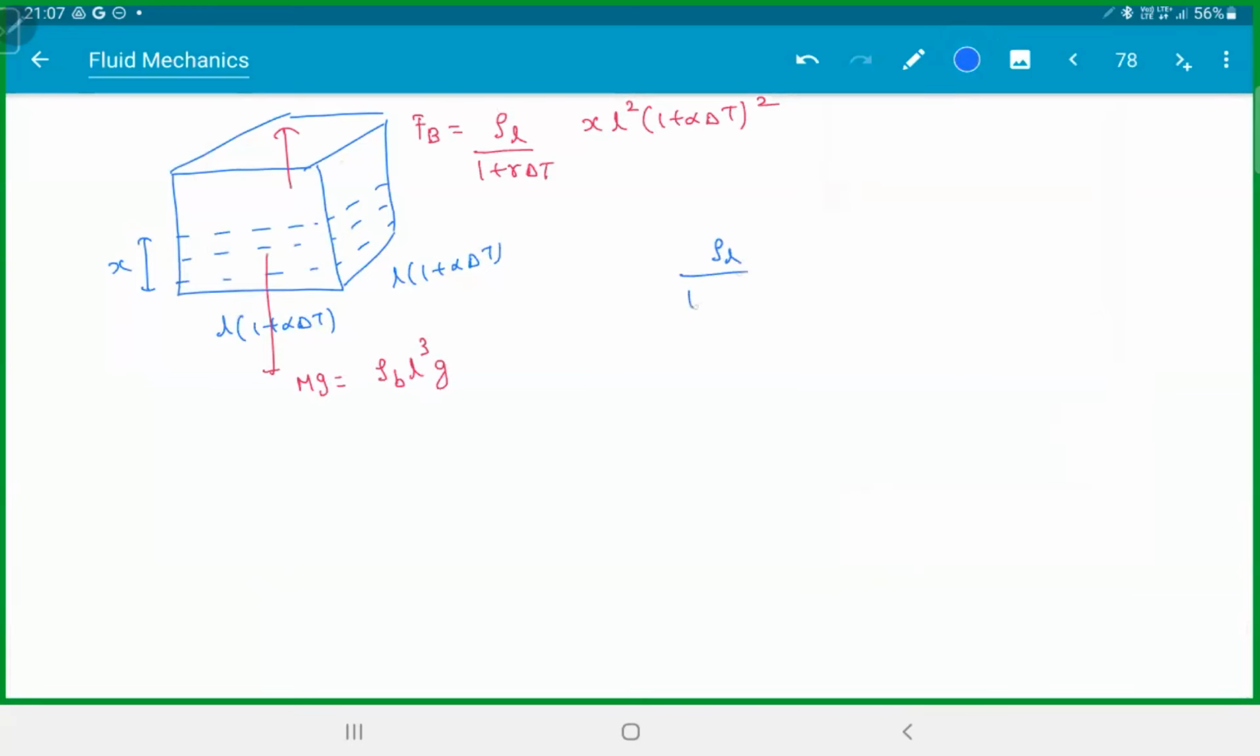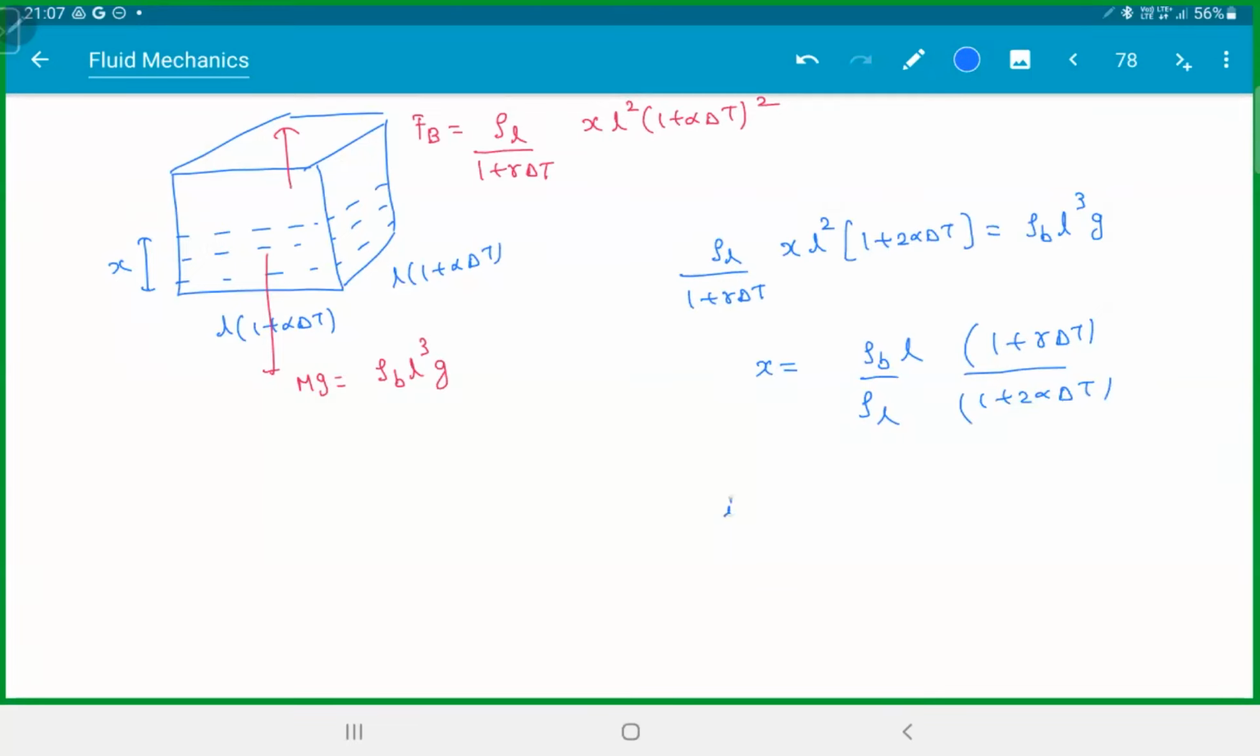So rho liquid by 1 plus gamma delta T into x into L squared, you can use binomial approximation, 1 plus 2 alpha delta T, is equal to rho b into L cube into g. You'll get x from here will be rho b into L by rho liquid, times 1 plus gamma delta T by 1 plus 2 alpha delta T.